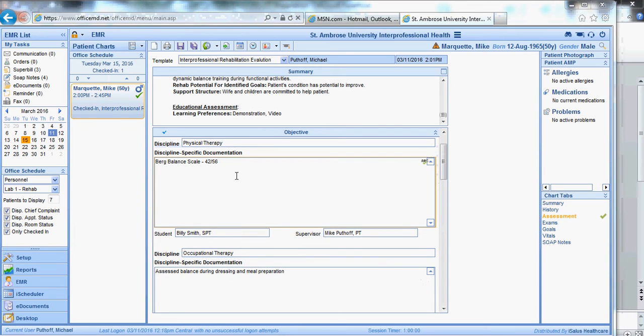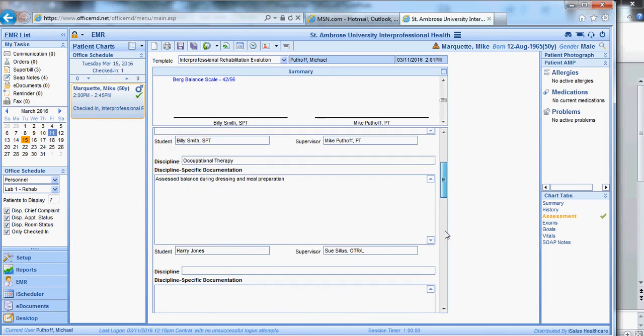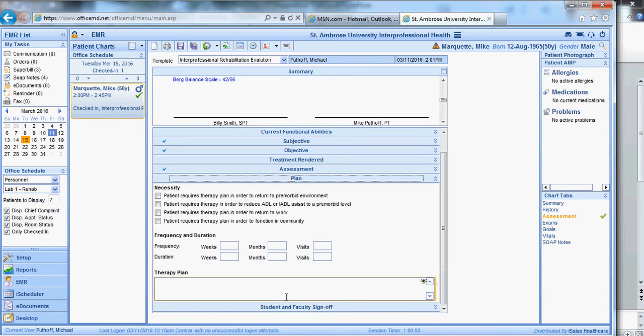At times, we have seen students and faculty decide to focus or document PT-specific plans up here, or OT-specific plans. So if there's really something that's discipline-specific, it could be documented up here in the objective. That's kind of based on how it feels at the time for the patient. But typically, we want to have an overall plan that we're going to be working on as a team.